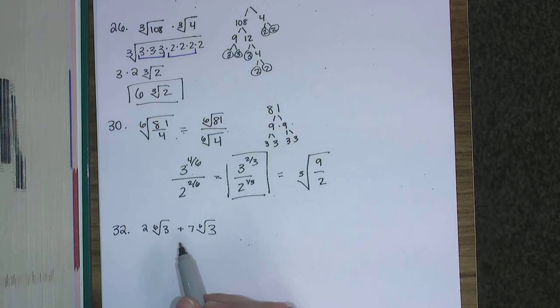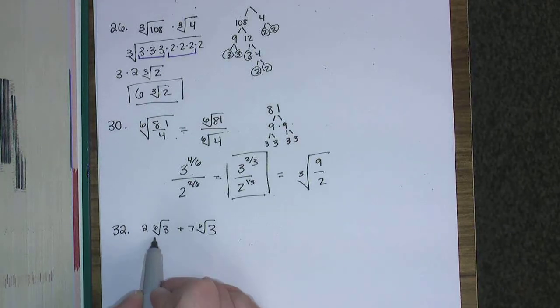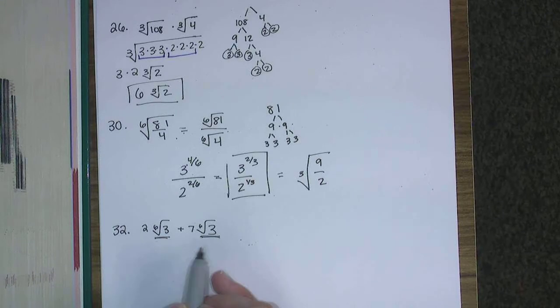This and this match here. So the 6th root of 3 is in both pieces. So I can add what's outside of them without adding what's inside. So my answer for one like this would be 9 times the 6th root of 3.